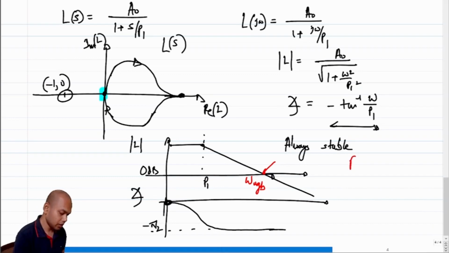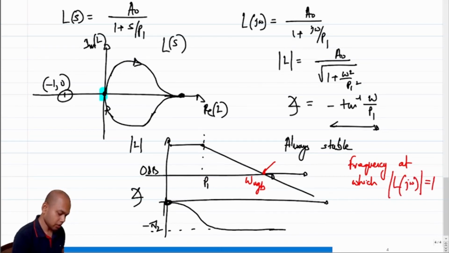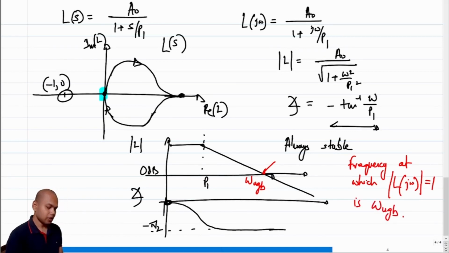So the frequency at which mod of L of j omega goes to 1 is omega UGB, or omega U. We'll use omega U in this course.